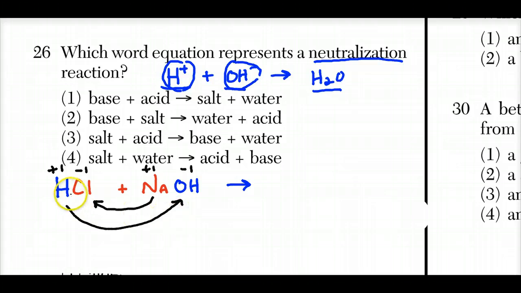So really it's a double replacement. Okay, it's an example of that. So an acid and a base makes the salt NaCl. Now NaCl, let's do this in red.